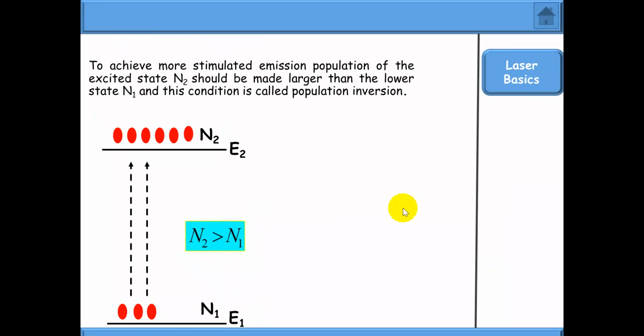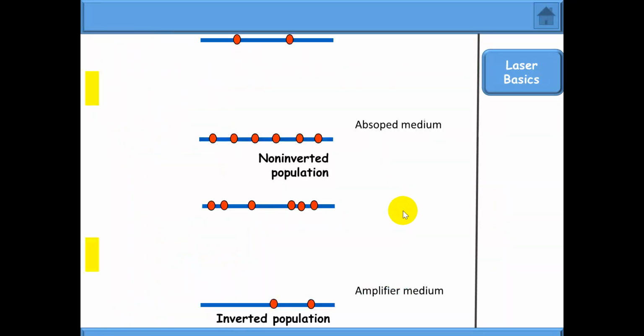So excitation of atoms can lead to a population inversion. I will show in this animation how absorption can lead to an excited state or vice versa.